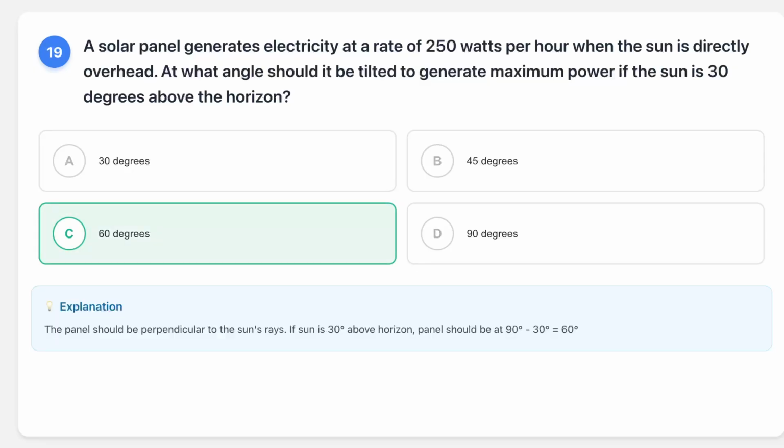Explanation. The panel should be perpendicular to the sun's rays. If the sun is 30 degrees above the horizon, the panel should be at 90 degrees minus 30 degrees, which equals 60 degrees.